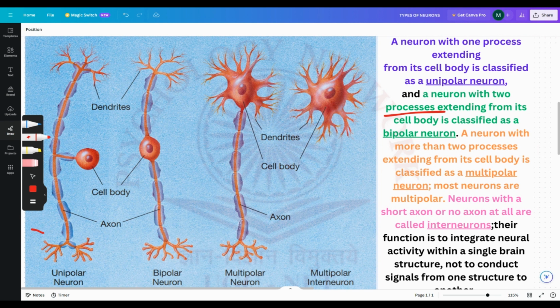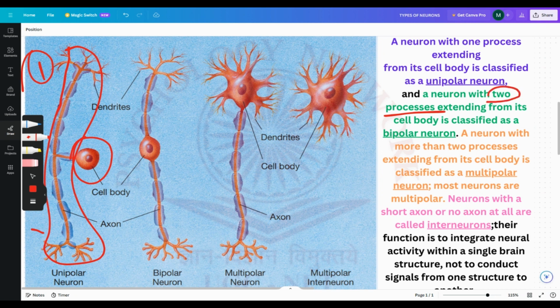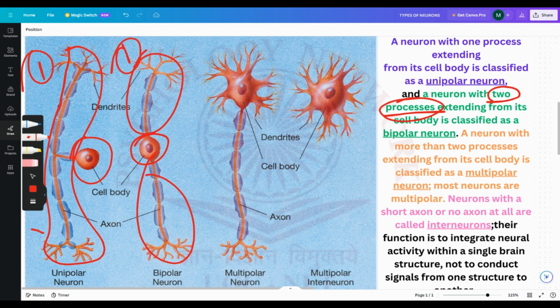For the unipolar neuron, what are they saying? They are saying that from the cell body, there should be only one process which is extending. That would be uni. Uni means one. For the bipolar neuron, there would be two processes extending. See, from the cell body, one and two. That is why it's a bipolar neuron.